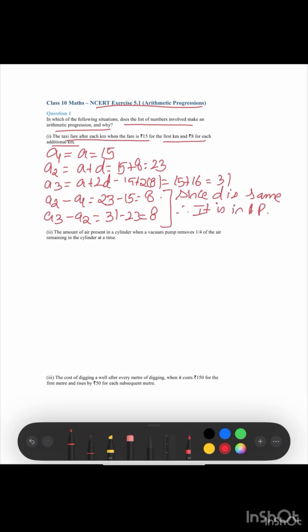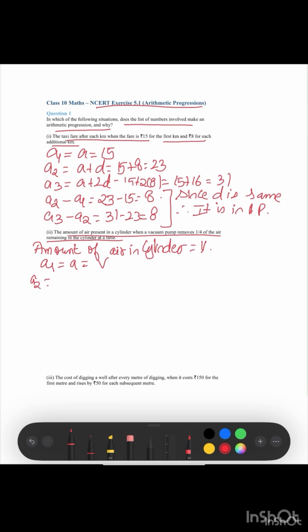Now the second part: the amount of air present in the cylinder when the vacuum pump removes 1/4 of the air remaining in the cylinder at a time. So in this case, beta, the amount of air present in the cylinder would be equal to the volume. So let us denote it by V. Let V1 be the amount of air in the cylinder at the given moment. Further, the question says that we are removing 1/4 of it. Now the first one, A1 is equal to a, that will become V.